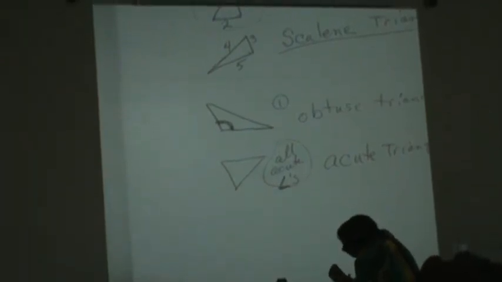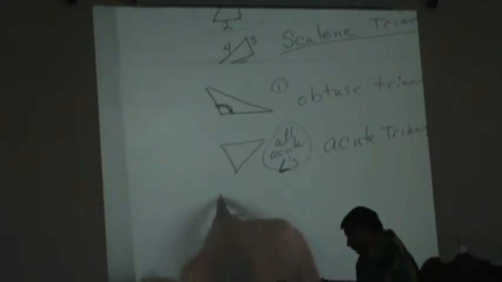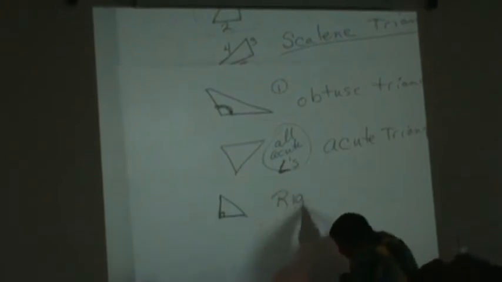Okay, there's one more kind of triangle here. One more kind of angle we can put in a triangle. That's your right angle. That right angle makes it a right triangle.